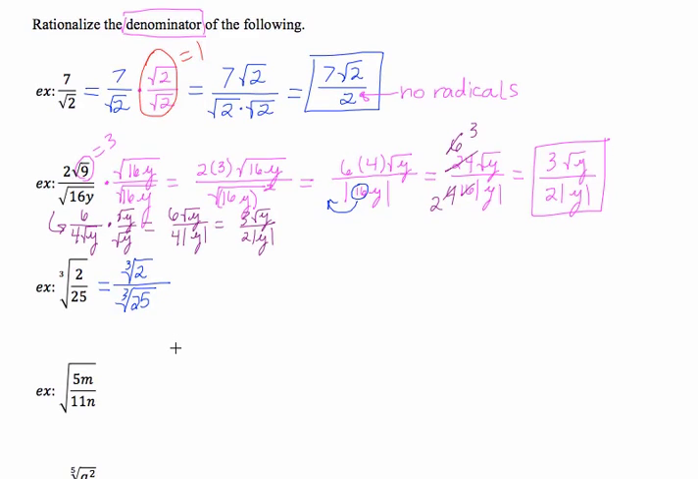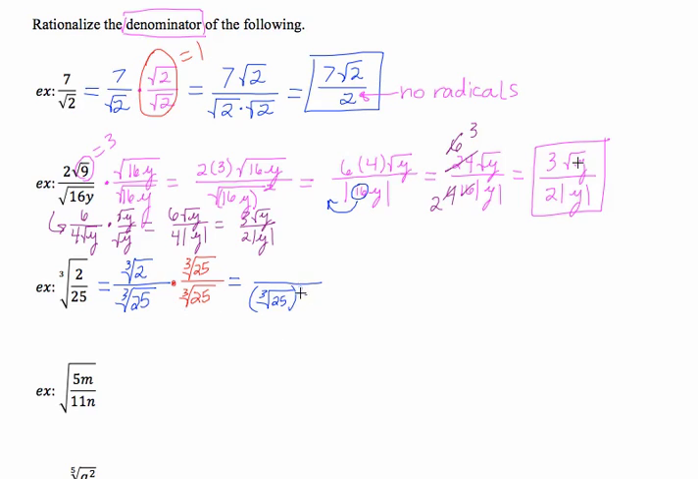Okay, now this one is a little bit different because it's a cubed root. So if we try the previous technique, and I try to multiply by the cubed root of 25 over the cubed root of 25, then what we get in the denominator is cubed root of 25 times cubed root of 25. Well, that's equivalent to cubed root of 25 squared. Notice the cube here and the square do not cancel because they're not the same. So we're still left with some radicals in the denominator. So that method does not work, multiplying by a cubed root of 25 over cubed root of 25.